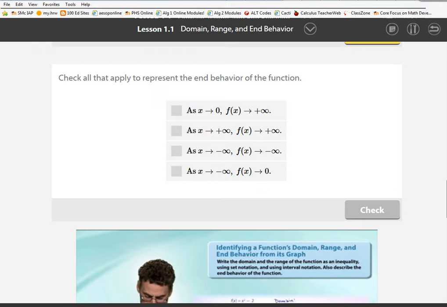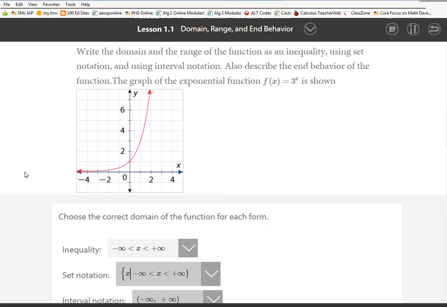So this is one that works. How about this one? As x approaches negative infinity, f of x approaches negative infinity. No. Does that work? As x approaches negative infinity, does y approach negative infinity? No. That one doesn't work. What should that be instead?